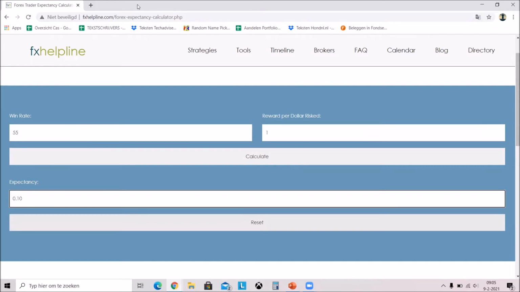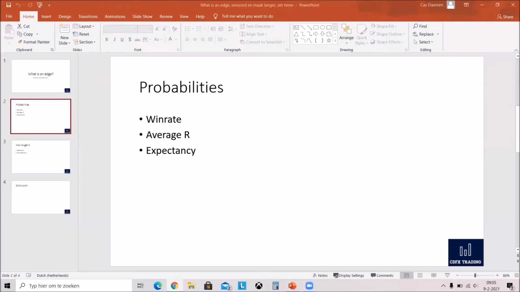So your expectancy. And that's something very useful to know, especially if you trade multiple setups. You want to know which one is the best one and which one is performing less, so you can allocate risk accordingly. But that is what an edge is. So an edge is the probabilities are in your favor over the long run. So a big enough sample size, and preferably an expectancy well above zero.